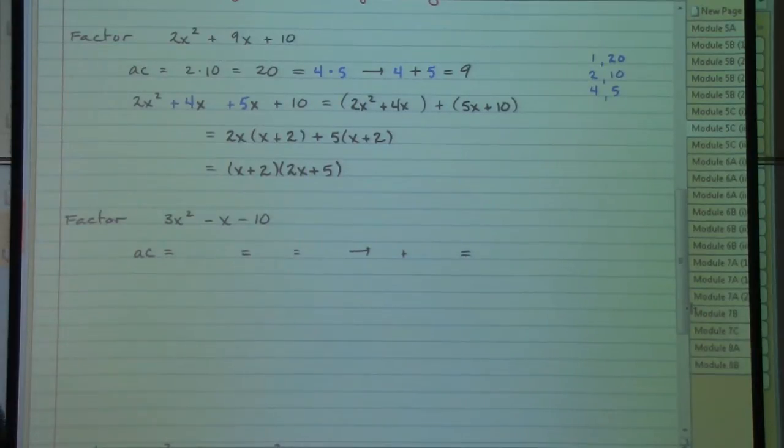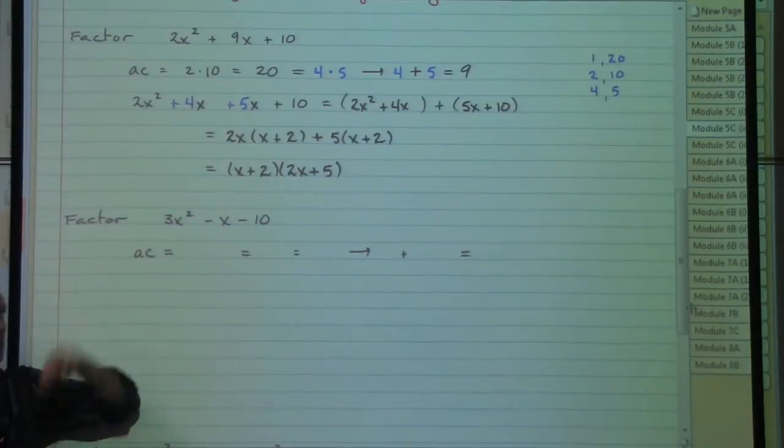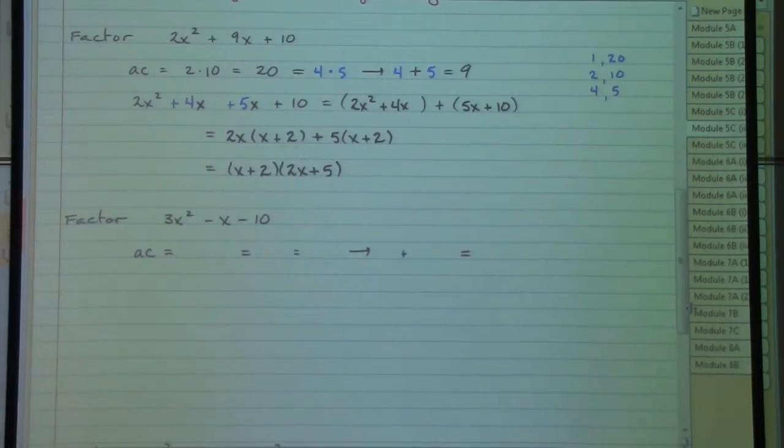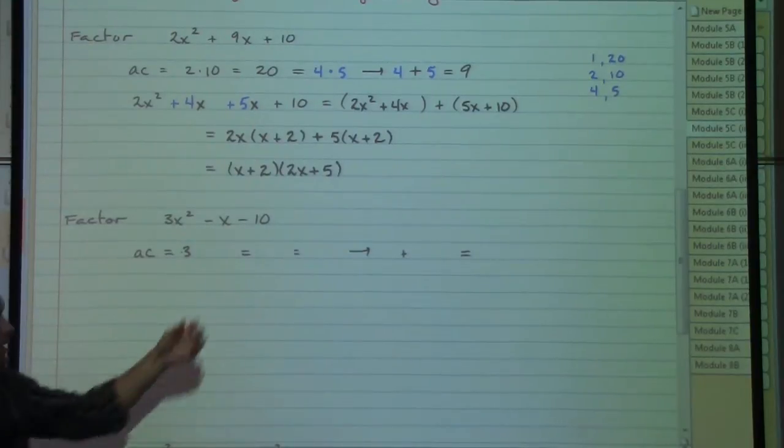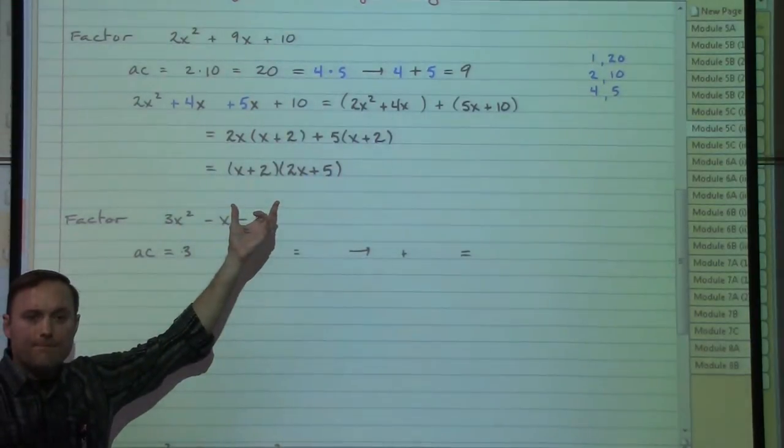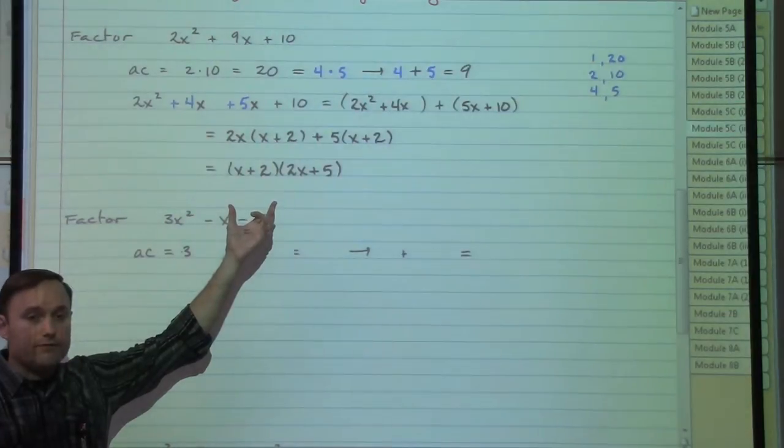(3x squared minus x minus 10). We have a trinomial. We're going to need to use our AC method, so we need to pick out the a and pick out the c. The a is the first number that is in front of my x squared, so that's a 3. My c is going to be the last number as far as the traditional way of ordering our polynomials. So the last number that we've got is going to be a negative 10.